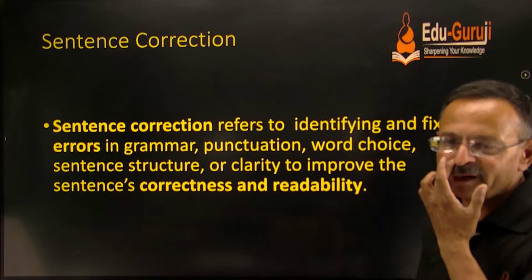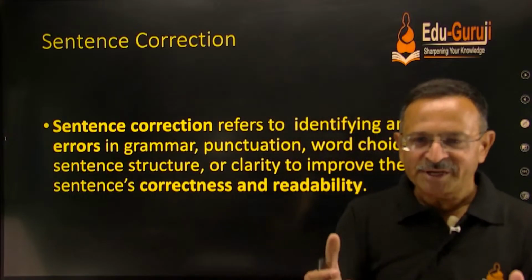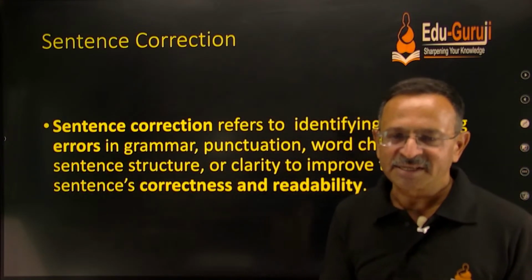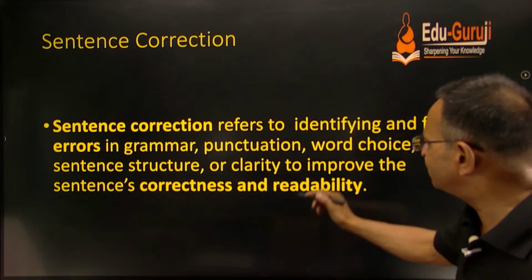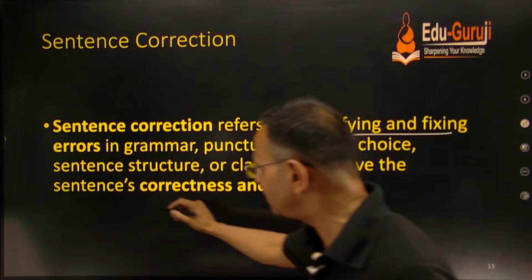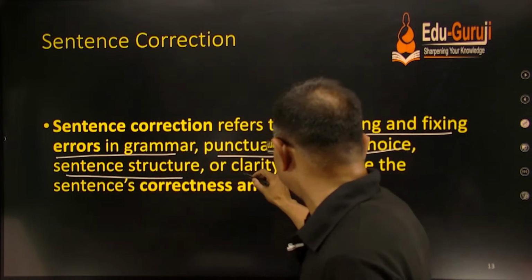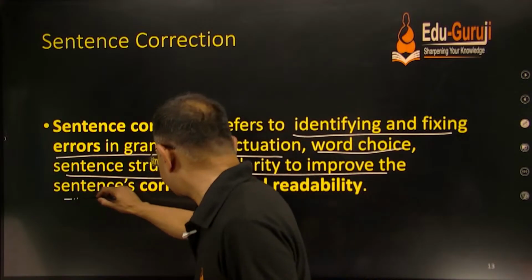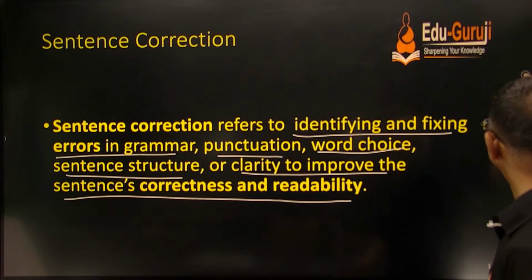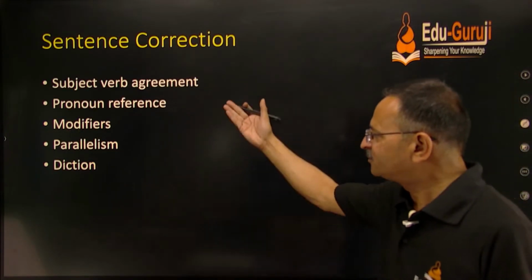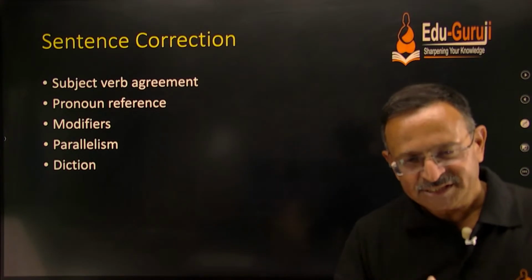So now we are finished with sentence completion. We will also take a look at sentence corrections. So let's see what a sentence correction means. Sentence correction refers to identifying and fixing errors in the grammar, punctuation, word choice, sentence structure, or clarity to improve the sentence's correctness and readability. So again, what you need when you are talking about sentence correction, the first thing is definitely subject-verb agreement, the pronoun reference, modifiers, parallelism, diction, and so many more things.